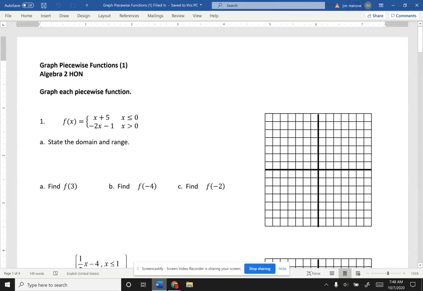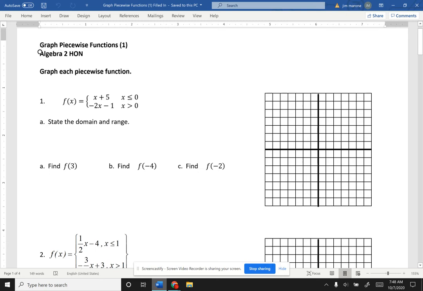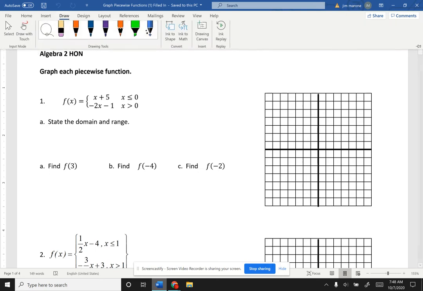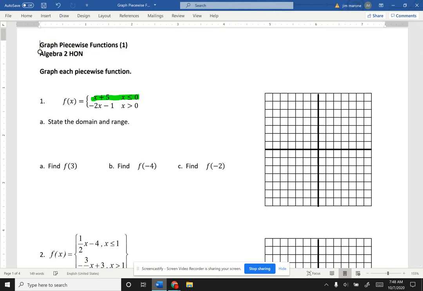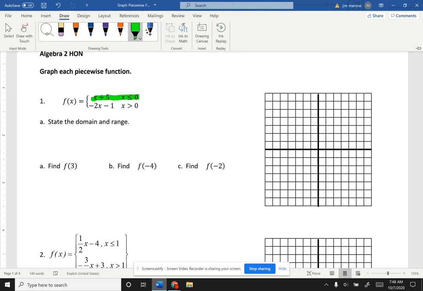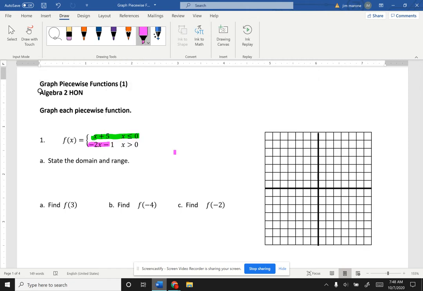For this lesson, we're going to graph piecewise functions. A piecewise function is written, that first line, f of x is equal to x plus 5 when x is less than or equal to 0, and negative 2x minus 1 when x is greater than 0. So what we're going to do is graph these two. Where x is less than or equal to 0, it's x plus 5, and where x is greater than 0, it's negative 2x minus 1.